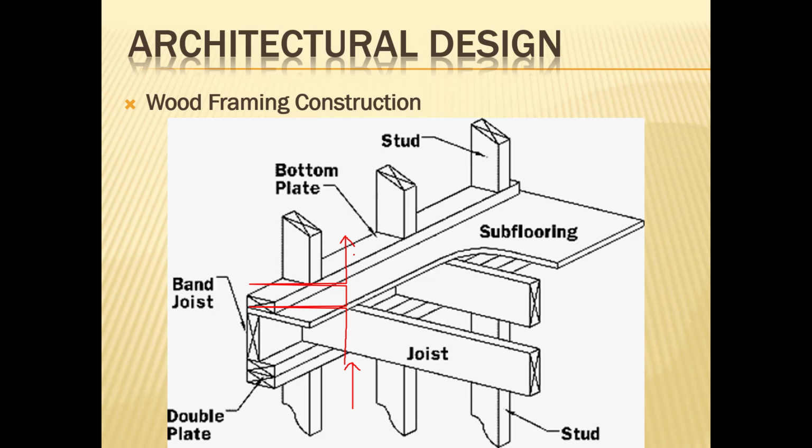And we put a double plate, 2x4s in there. One 2x4 when we're framing it, another one to tie the walls together. And the second floor, again, is going to have a subflooring and then some type of final finish flooring on top of that. And the studs are going to be the vertical beams, the vertical 2x4s that go from the floor up.